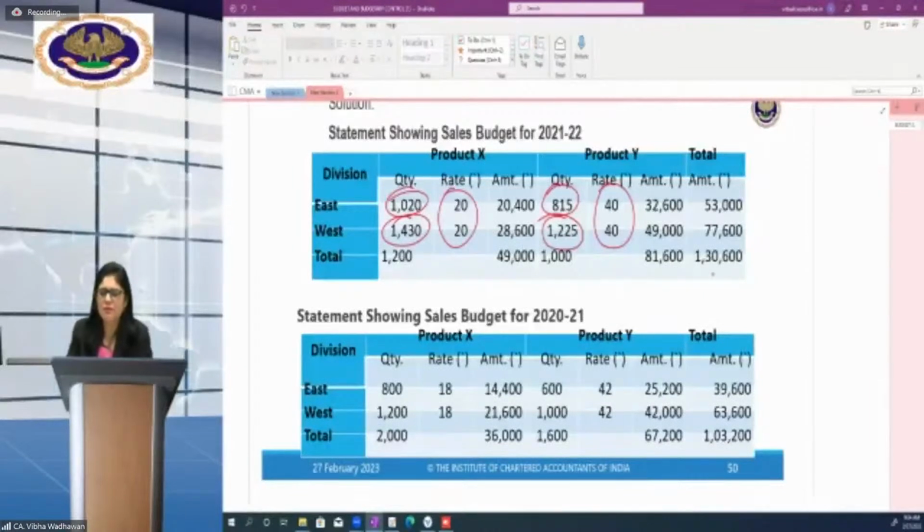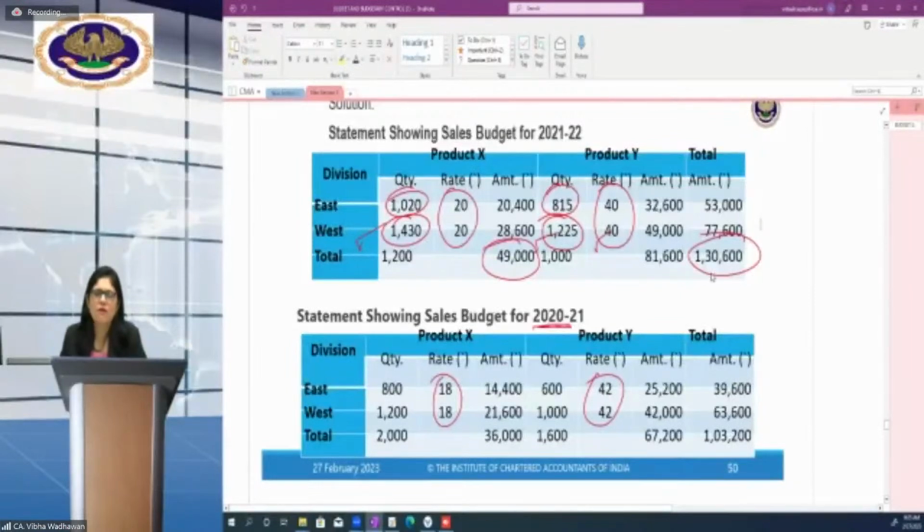Similarly, sales budget 2021 was already there. You just have to multiply. The whole information was already there at the old selling prices. So sales budget for 2021 at the old selling prices and sales budget for 21-22 at new volume and new prices. So this is the amount, 49,000 sales budget for product X, 13600 sales budget for product Y. So this is how we do the sales budget. I hope you've understood this.